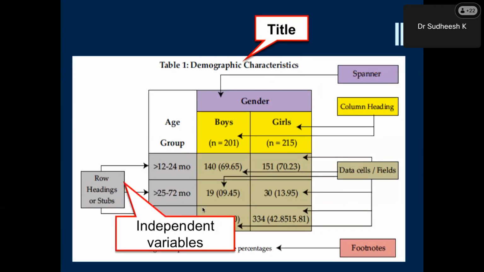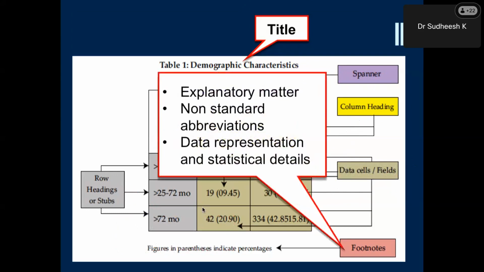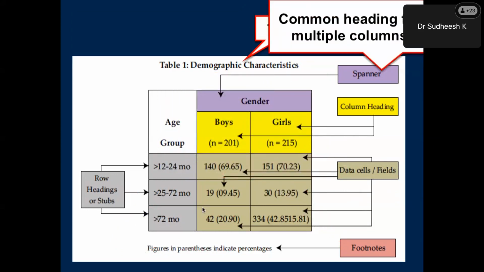And usually the rows are represented by the independent variables, whereas the dependent variables are represented by the column headings. And the footnote should contain the explanatory matter, non-standard abbreviations, and data representation statistical details. A common heading can be used for multiple columns.